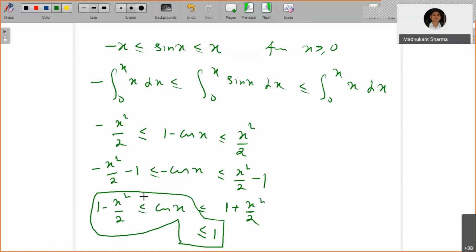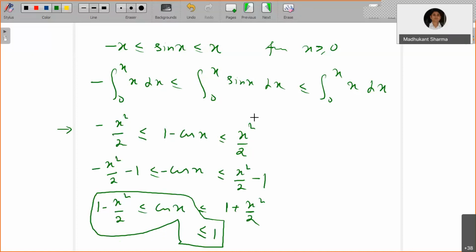Excuse me, sir. From the third step, can't we directly divide it by x? Third step, in which equation? Yes, from that step, can't we divide the equation by x? You can, not a problem. So we know that minus x by 2 at the limit x tends to 0 is 0, and x by 2 at x tends to 0 is 0. Yes, that also we can do. Yes, you can do it. Okay, sir. Yeah, that's also fine.